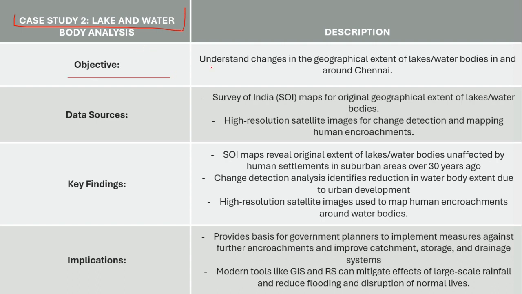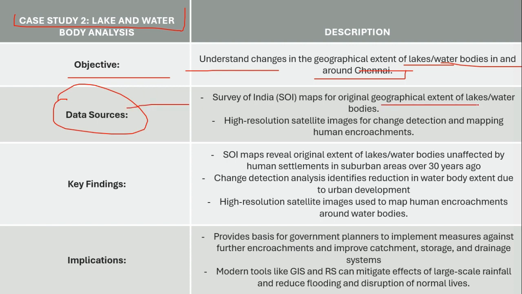The objective of this case study is to understand changes in the geographical extent of lakes and water bodies in and around Chennai. So what is the data used? Survey of India maps for the original geographical extent of lakes, and high resolution satellite images for change detection and mapping of human encroachment. So what are the key findings?